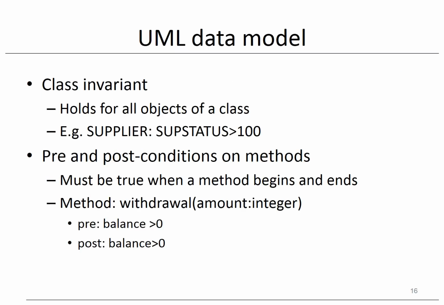A class invariant is a constraint which holds for all objects of a class. An example could be a constraint specifying that the supplier status of each supplier object should be bigger than 100. Pre and post conditions on methods must be true when a method either begins or ends. As an example, before the method withdrawal can be executed, the balance must be positive. After it has been executed, the balance must still be positive.